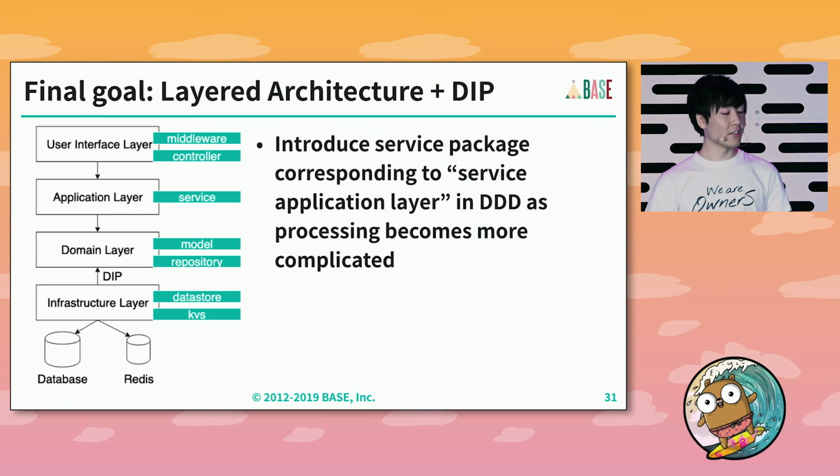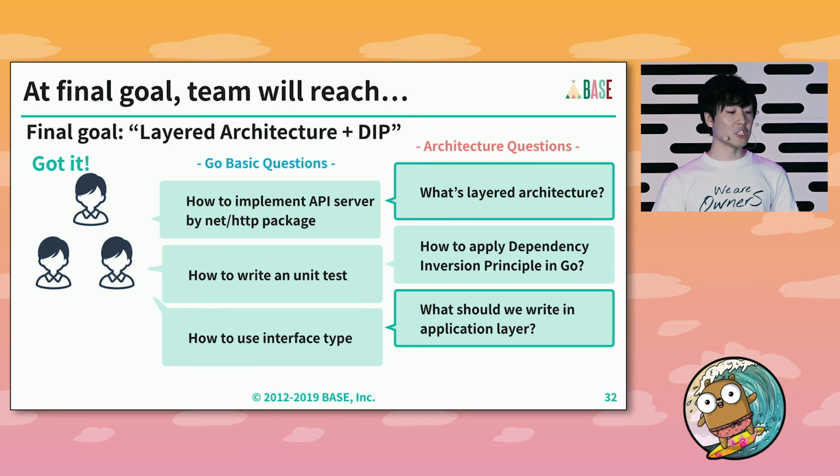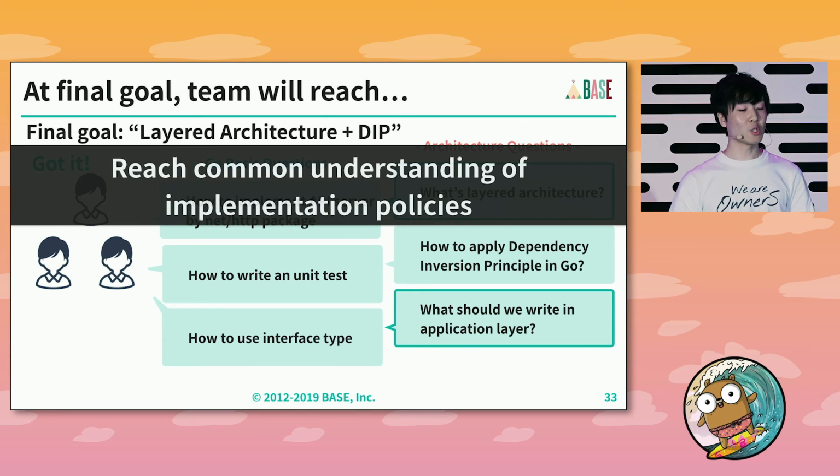The final goal is a layered architecture plus DIP. I try to introduce the service package, corresponding to the service application layer in DDD, as processing becomes more complicated. As a final goal, the team will reach a common understanding of implementation policies.